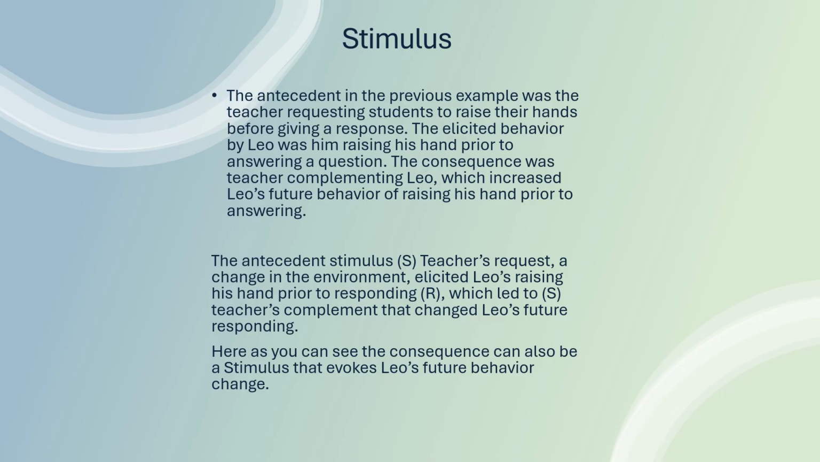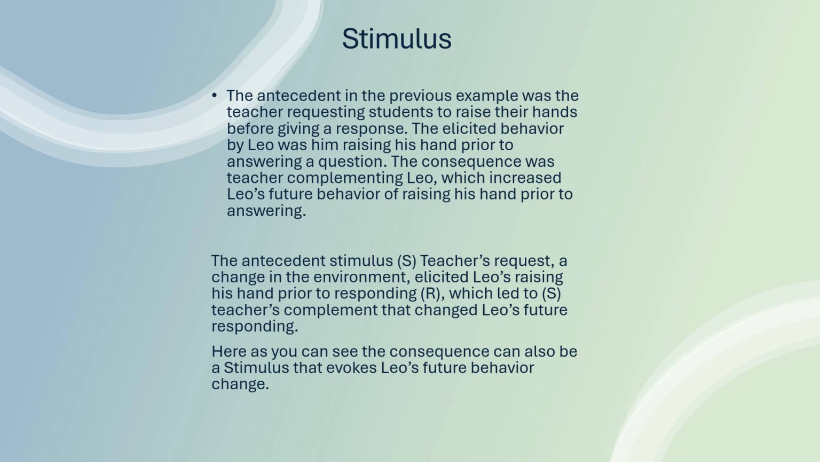Stimulus. The antecedent in the previous example was the teacher requesting students to raise their hands before giving a response. The elicited behavior by Leo was him raising his hand prior to answering a question. The consequence was teacher complimenting Leo, which increased Leo's future behavior of raising his hand prior to answering.